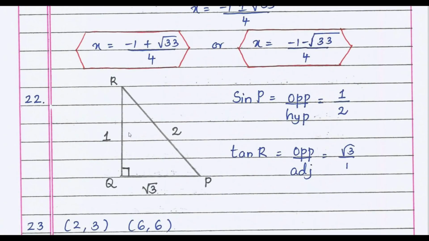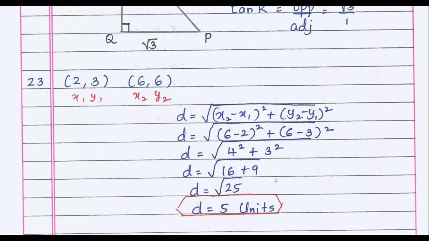Moving to next question, in the given right angle triangle we need to find sin p and tan r. With respect to angle p, opposite is 1 and hypotenuse is 2. Therefore opposite by hypotenuse is 1 by 2. With respect to angle r, opposite is root 3, adjacent is 1. Therefore tan r equals root 3 by 1.